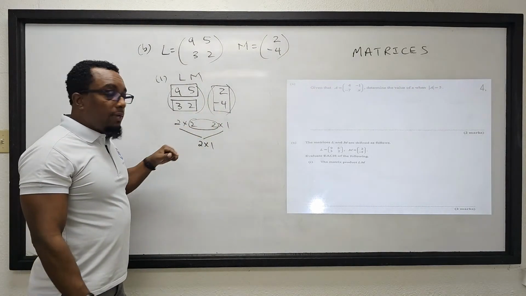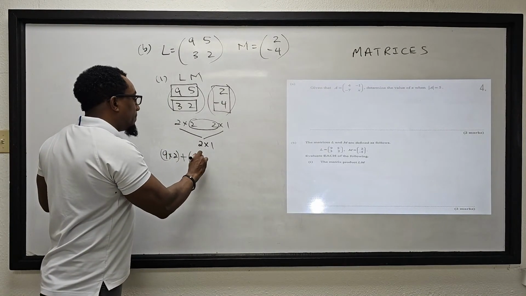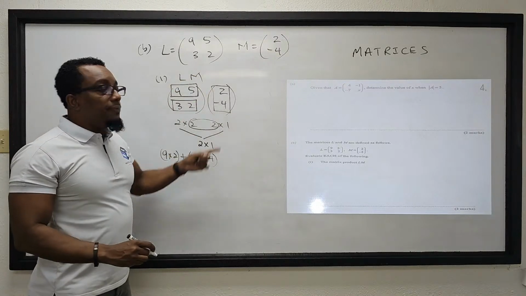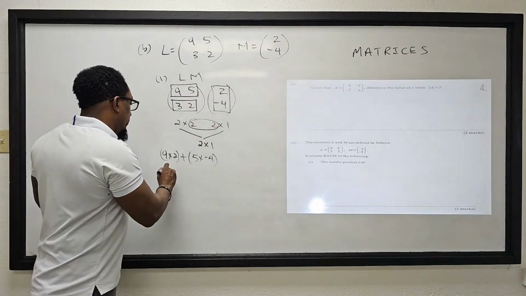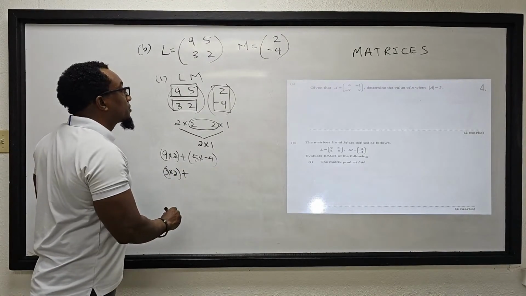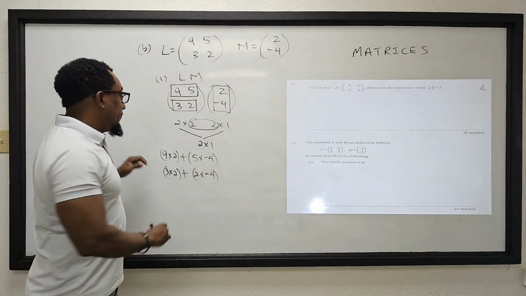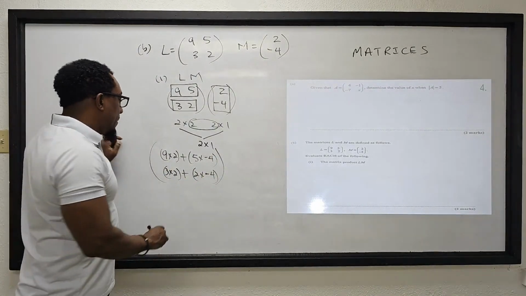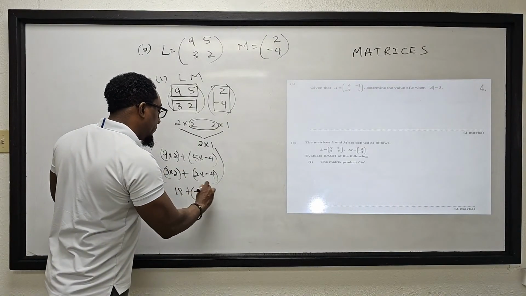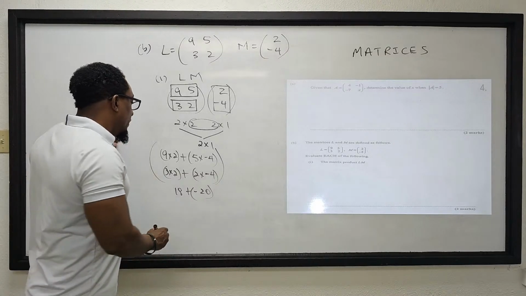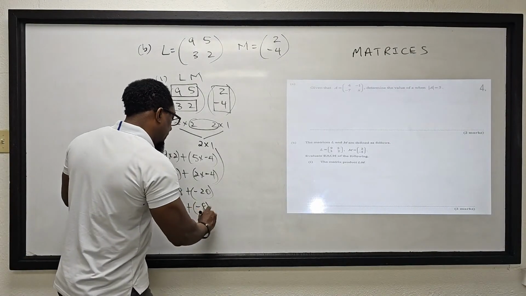First row by my only column. So it's 9 by 2 plus 5 by negative 4. First row, first column dealt with. Now, second row, first column, 3 by 2 plus 2 by negative 4. And therefore, when we simplify, we will get 9 by 2 is 18 plus 5 by negative 4 is negative 20, which I put in brackets to separate the two signs. 3 by 2 is 6 plus 2 by negative 4 is negative 8, which I put in brackets to separate the two signs.